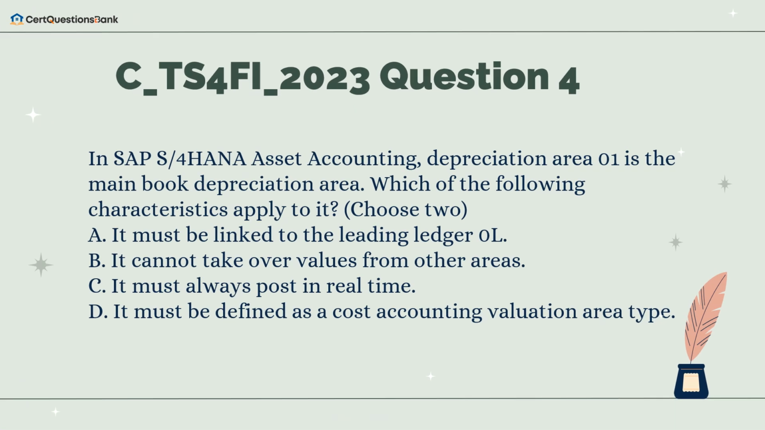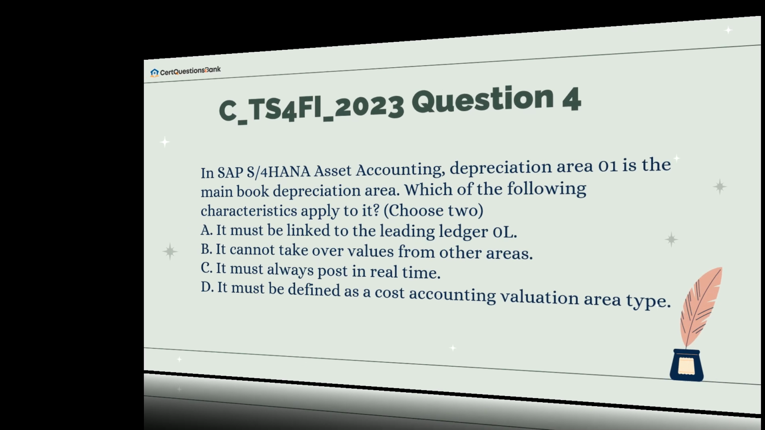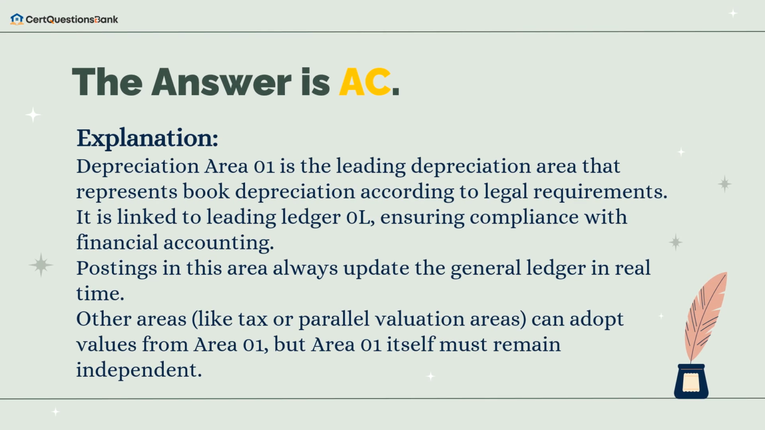In SAP S/4HANA Asset Accounting, Depreciation Area 01 is the main book depreciation area. Which of the following characteristics apply to it? Choose 2. A. It must be linked to the leading ledger 0L. B. It cannot take over values from other areas. C. It must always post in real time. D. It must be defined as a cost accounting valuation area type. The answer is AC.